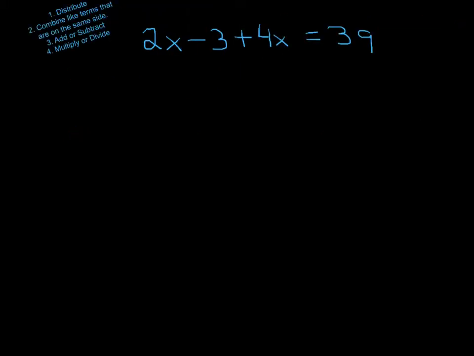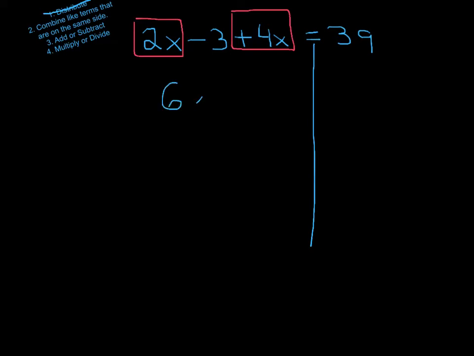Here's example 2, 2x minus 3 plus 4x equals 39. First step, look to see if you have to distribute, but once again we don't have to because we don't have any parentheses, but look to see if you can combine like terms on the same side. And in this case we have 2x and then a positive 4x. So 2x plus 4x, add those together to get 6x, and then bring down the negative 3. Minus 3 equals 39.